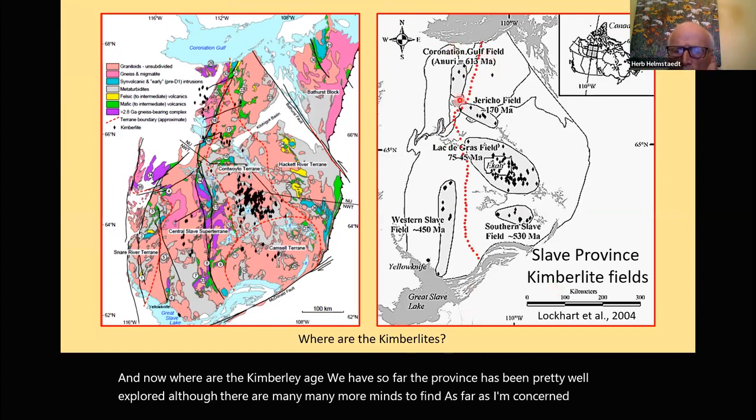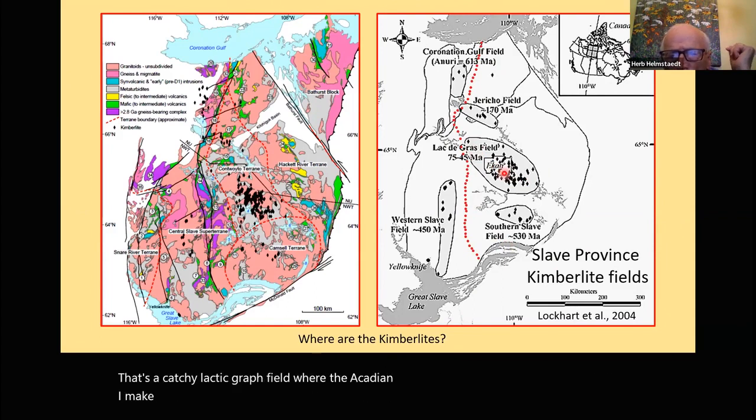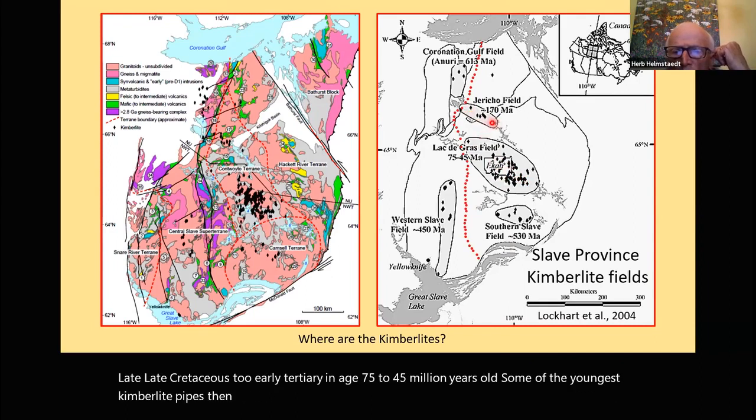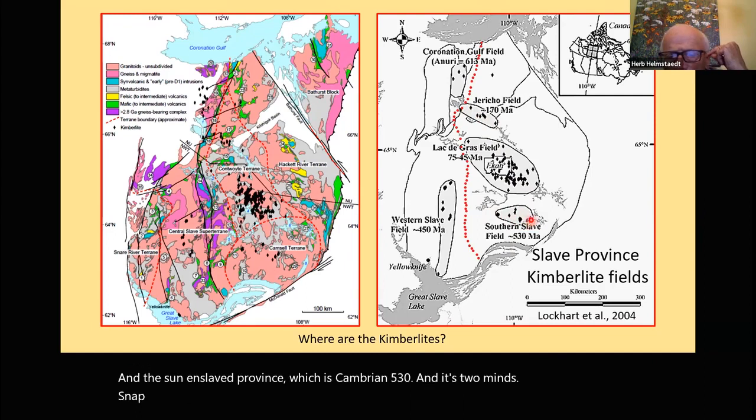But a lot of kimberlites have been discovered, and they are basically subdivided into 5 fields. That's the Lac de Gras field, where the Ekati and Diavik mines are, which is late Cretaceous to early Tertiary in age, 75 to 45 million years old, some of the youngest kimberlite pipes. Then there's Jurassic pipes here in the Jericho field. There was one mine, the Jericho mine, in there. In the Southern Slave Province, which is Cambrian, 530, there are 2 mines, the Snap Lake and the Gahcho Kué.